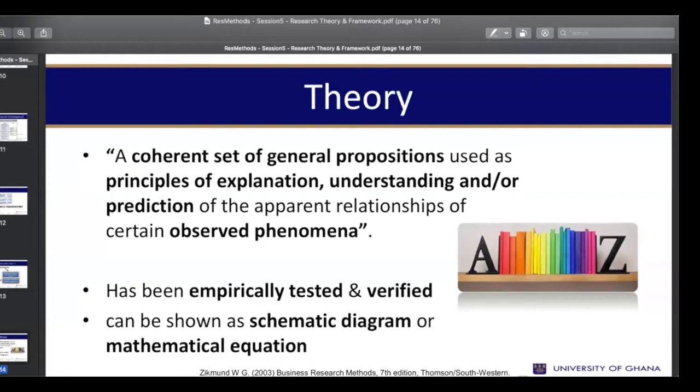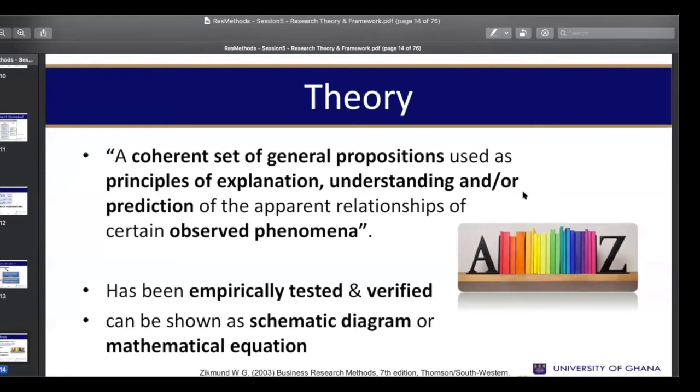Okay. Philip, thank you. Okay, so what is a theory? I mentioned earlier, a theory is a fact that has been empirically verified over time. But what does it really mean? A theory is a coherent set of general propositions, general hypotheses, general conjectures of relationships used as principles of explanation. Coherence means that they come together to make sense, to establish a meaning. I'm using a lot of technical terms.